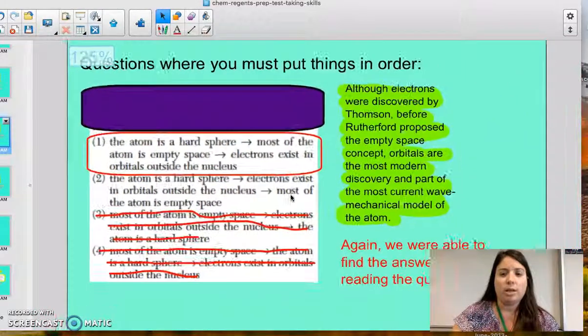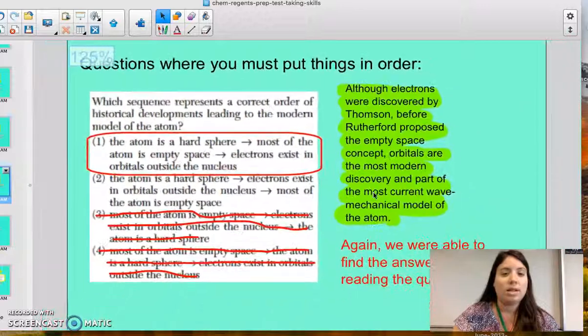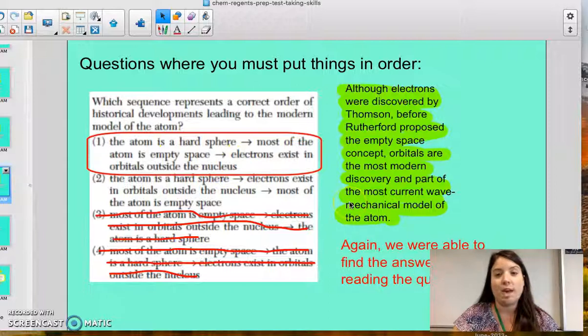Alrighty, what do I got here? So again, we were able to find the answer without even reading this question, because this is the only one that's in the right order. If we take a look, that's all they're asking: what is the sequence representing the correct order of historical developments. This came first, then Rutherford, and our most current model of the atom includes this concept of the orbital.